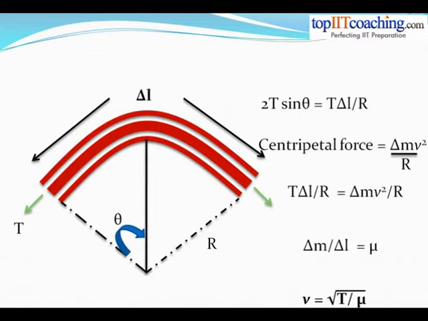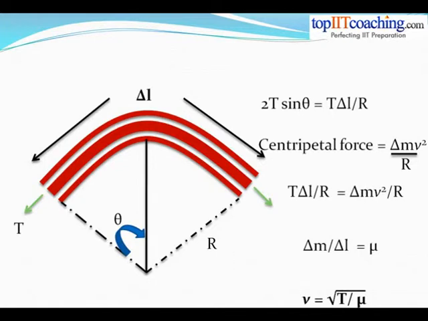V is equal to under root of T divided by mu, or the velocity of movement of a transverse wave in a string is equal to square root of tension divided by mass per unit length. There, we've derived the expression. As you might have observed in this derivation, we've made a lot of assumptions. We first considered the element to be a circle, then we said it was a straight line. All these assumptions are simplifications of a very complex derivation, but this will suffice for now.